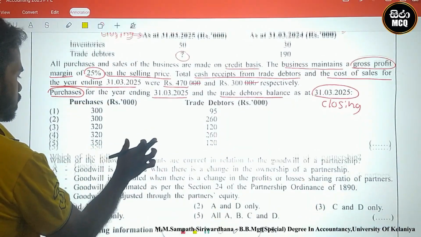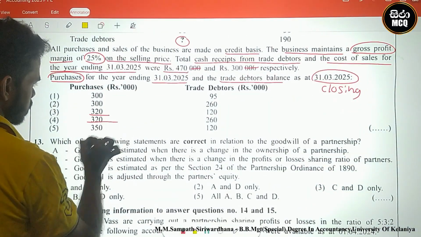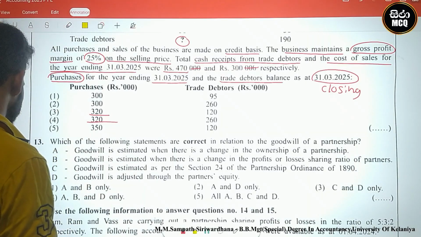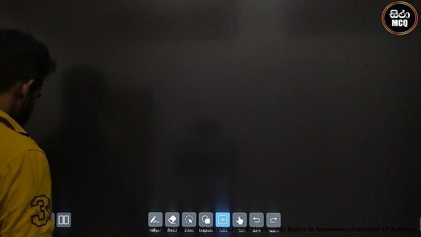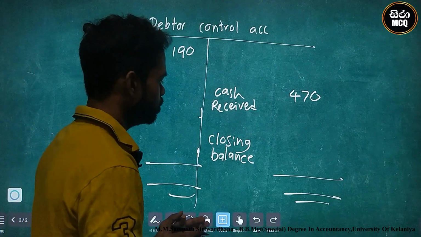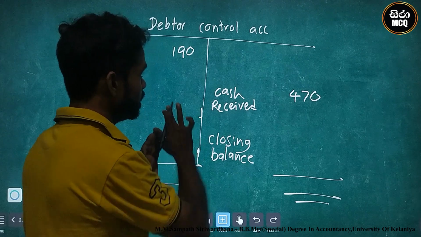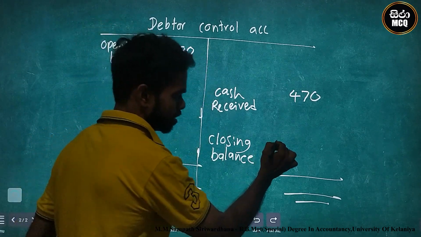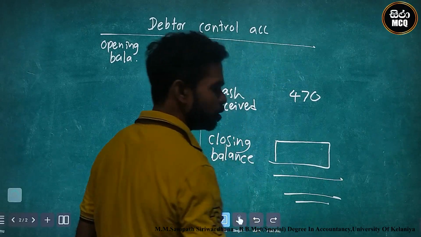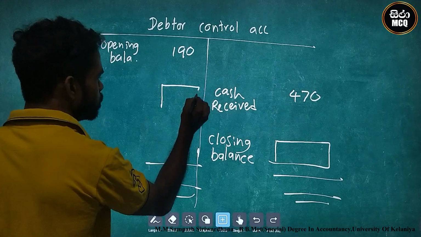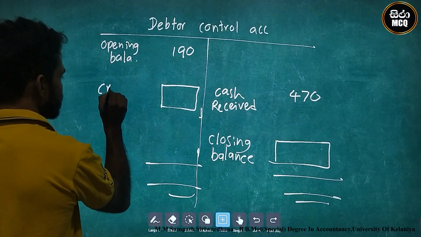Purchasing 320, there are two answers. Purchases. What is the trade debtor balance? Trade debtor balance is the debtor control balance. There is a deficit in the account. There is a closing balance. They request us closing balance carried down. But there is a deficit. What is the deficit?